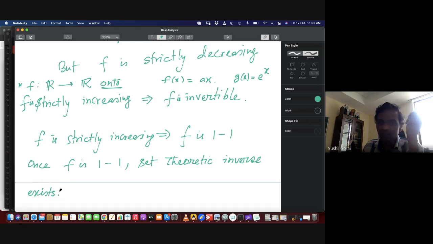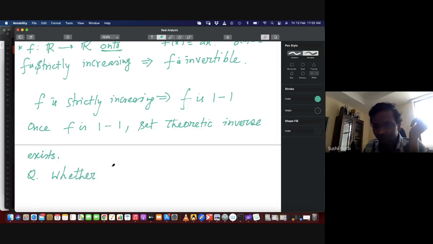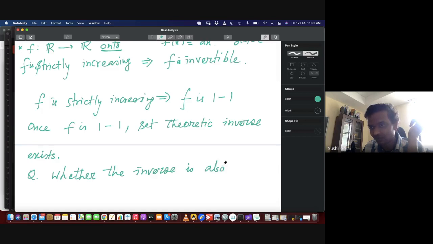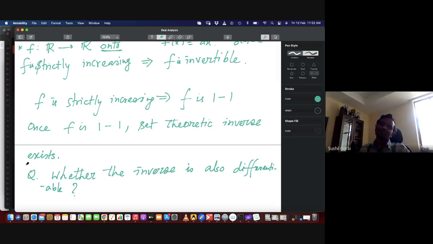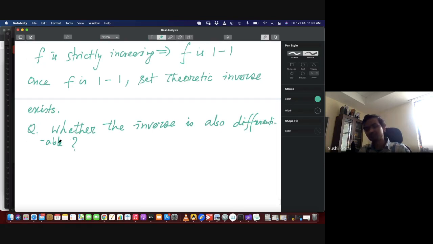Now the question is whether the inverse is also differentiable. This is an interesting question. We'll deal with this one next time. Till then, you can think of this question.